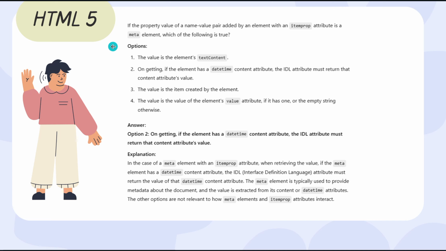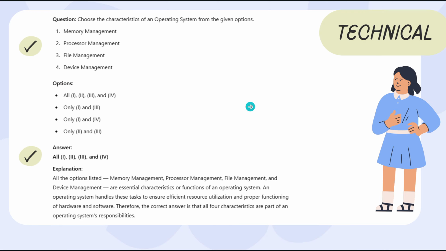This question is from HTML5. If the property value of name value pair added by an element with an itemprop attribute is meta element, which of the following is true? Okay, on getting, if the element has a datetime content attribute, the IDL attribute must return the content attribute's value. Okay, so option 2 is the correct answer for this HTML5 question. Coming to the another question, choose the characteristics of operating system from the given options, the answer is all the above.